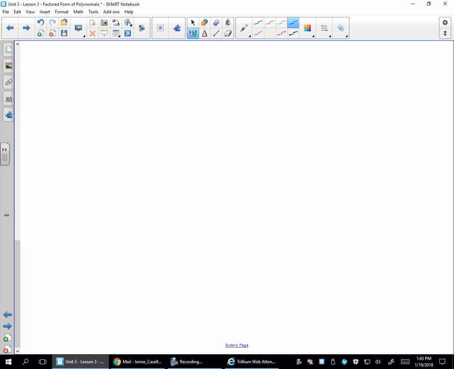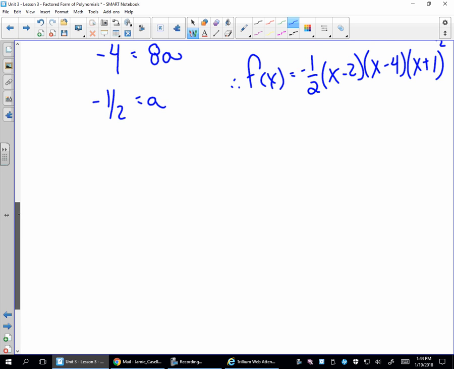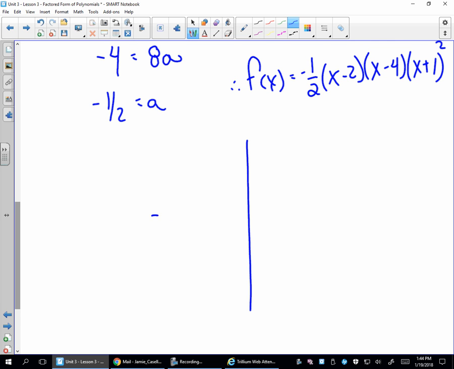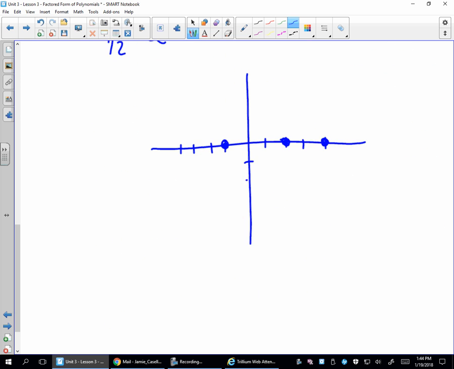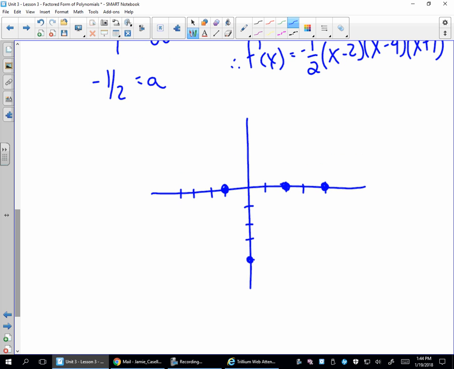So let's make a sketch. What do we know for sure? Well, we know that we had a 0 at 2, another one at 4, another one at -1. We were also told in the question the y-intercept is -4. 1, 2, 3, 4. We figured out our leading coefficient is a negative. It's going to do this.